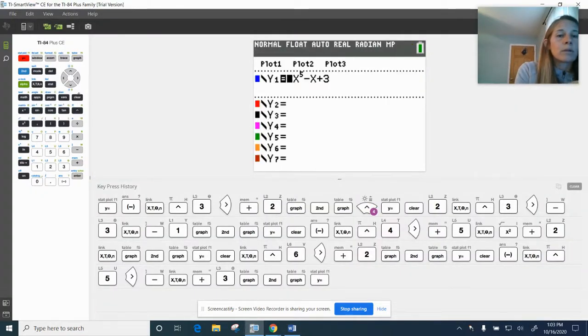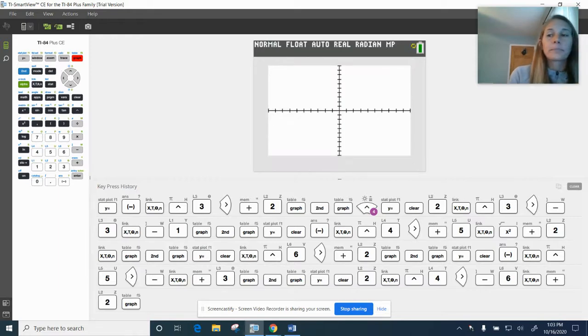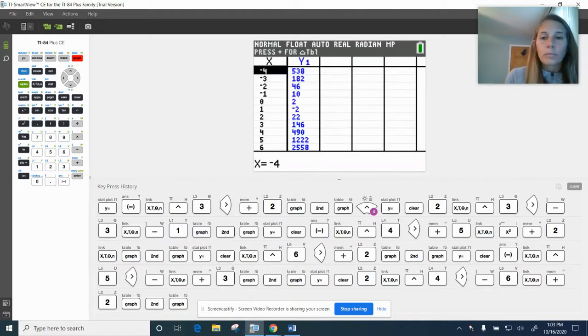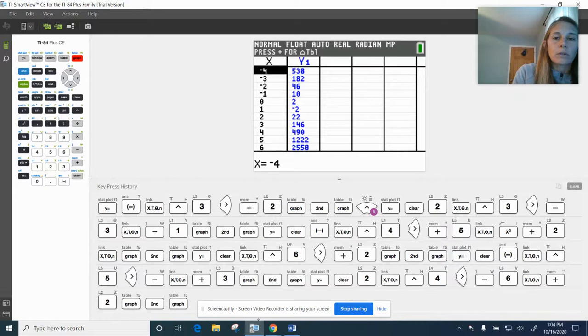And then lastly, I'm just going to graph this one by putting it in my calculator. Y equals, clear out your old graph, 2x to the 4th power minus 6x plus 2. And we're going to graph it. It kind of looks like a lopsided parabola. Then we're going to get our points. Okay, so 46, 10, 2. 46, 10 to -2, and then the next one was 22.